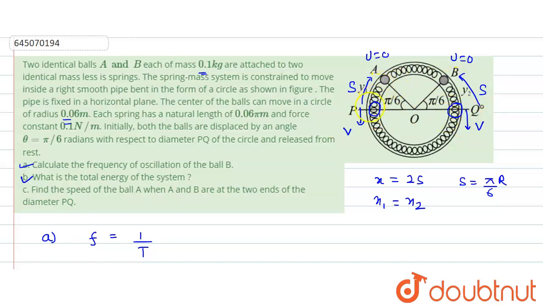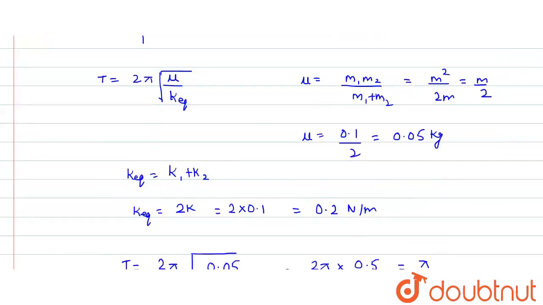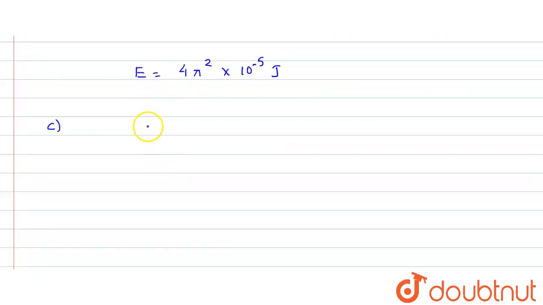Now due to symmetry, because the mass is the same and the angle to which they have moved is also the same, the kinetic energy of A would be the same as the kinetic energy of B. And it would be equal to the total energy. So we can say that the kinetic energy would be equal to our total energy, or the potential energy at that location pi by 6. So what would be the value of kinetic energy? Just 2 multiplied by half m v square, because due to symmetry the mass is the same, the velocity would be the same, and the angle is the same for both cases. This would be equal to E, which is 4 pi square 10 raised to the power minus 5.